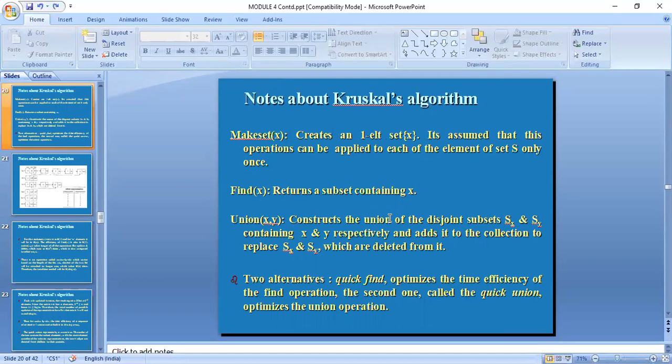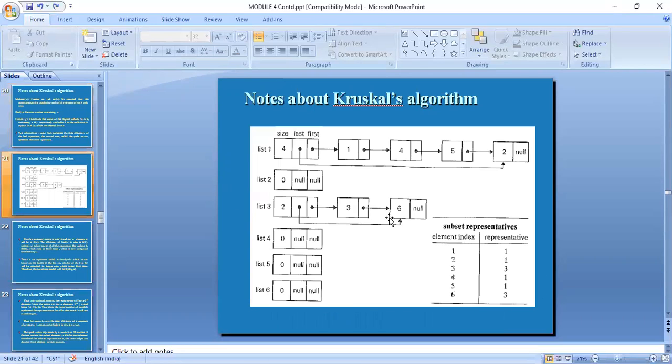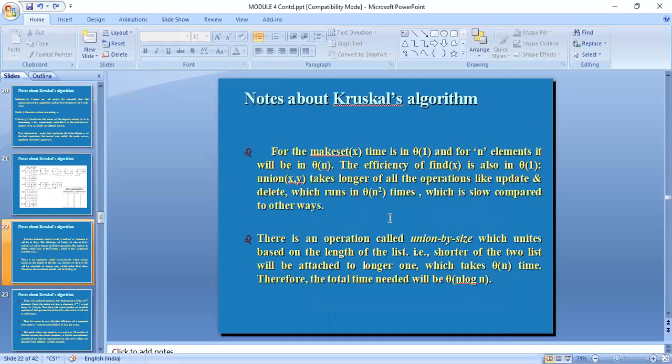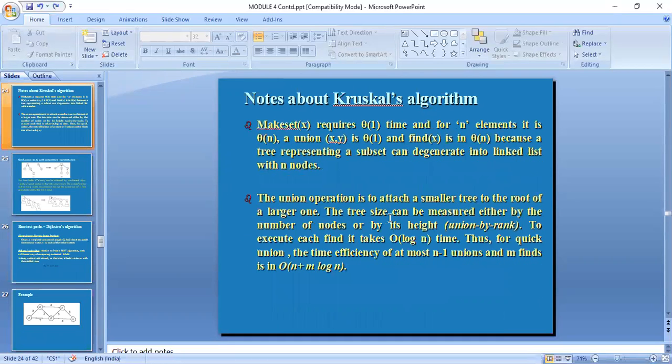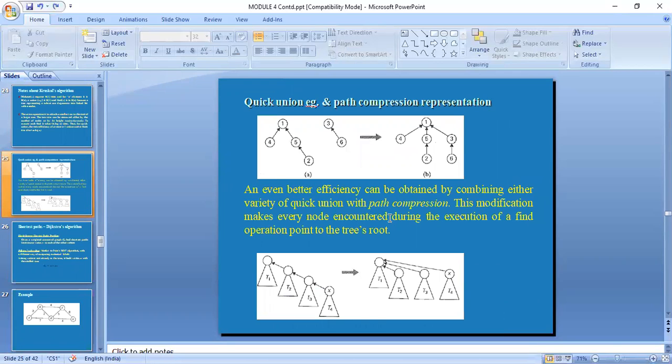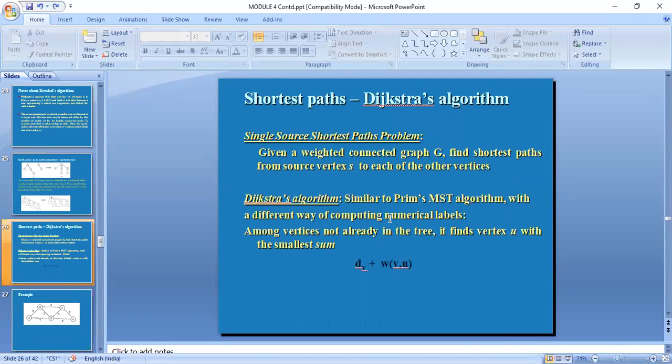Here we use the union and find algorithms, and you have two things. One is based on the linked list, where you will have union by size. Based on the tree structure, we will be using union by rank algorithms. This can also be used for path compression, etc.